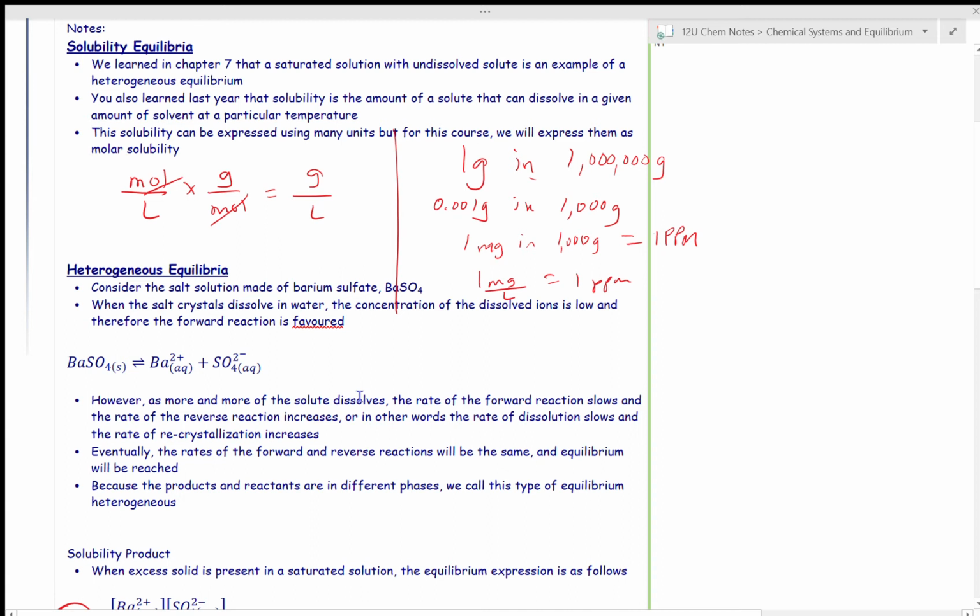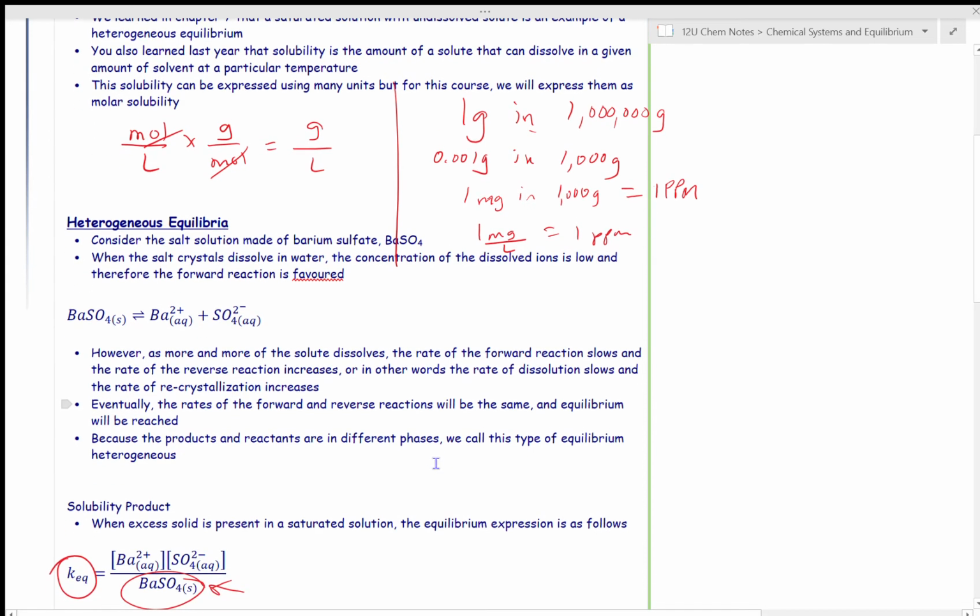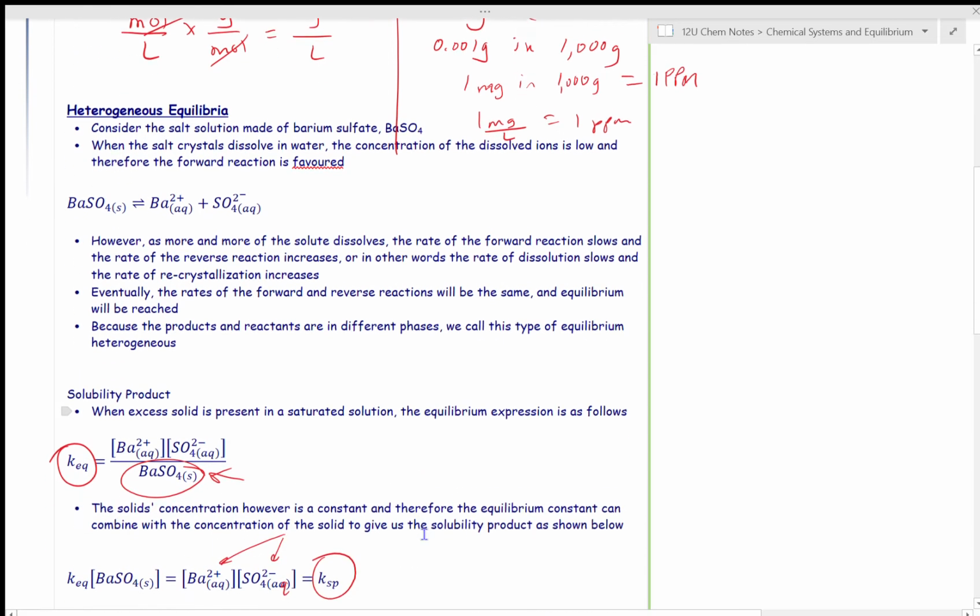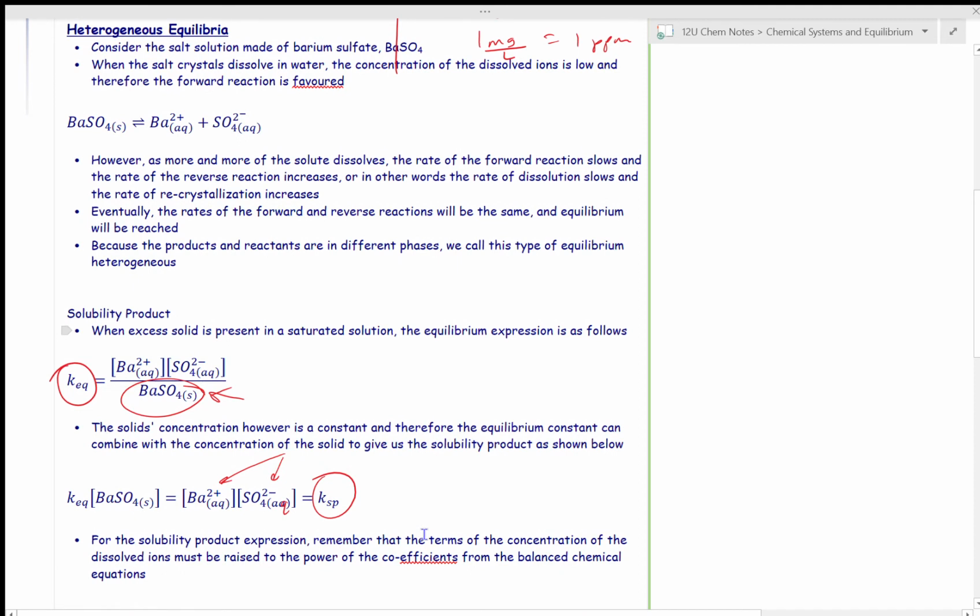You'll remember from grade 11, solutions and solubility, that our salts will dissolve into their respective ions. However, as this process proceeds more to the right, you reach a point where the rate of the forward reaction, the rate at which it's dissolving, is equal to the rate at which it is precipitating out or recrystallizing. And eventually, when you get those rates equalized, you've reached a new equilibrium. Now, if I were to express this in terms of an equilibrium expression, I know that my KEQ is equal to the concentration of the products over the concentration of the reactants raised to their coefficients.